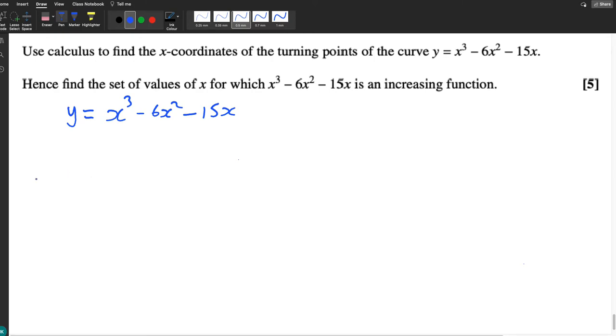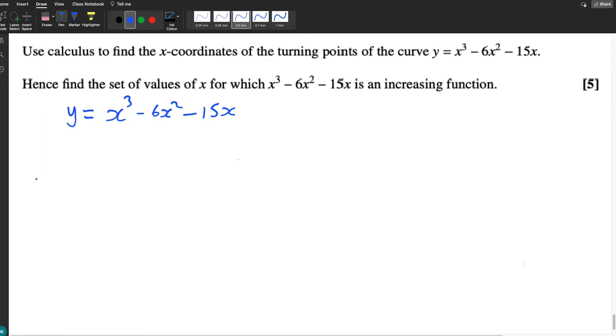Hello guys, in this video we've got a question. It says use calculus to find the x coordinates of the turning points of the curve y equals x cubed minus 6x squared minus 15x. Then it says hence find the set of values of x for which x cubed minus 6x squared minus 15x is an increasing function.